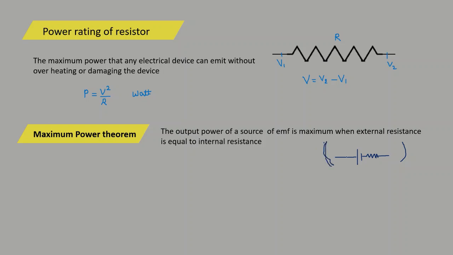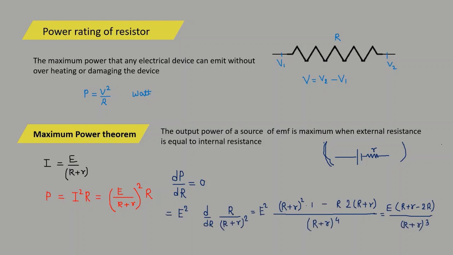So just neglect the bracket. When this small value of resistance, that is the internal resistance, is equal to the external resistance, then maximum power delivery can be done by this EMF source. So let's prove this theorem.